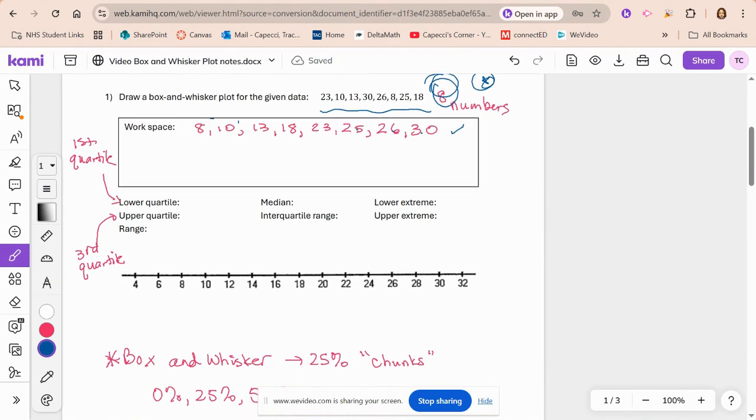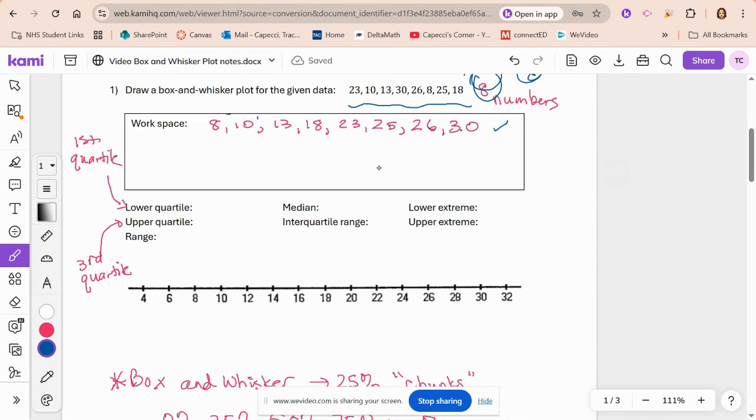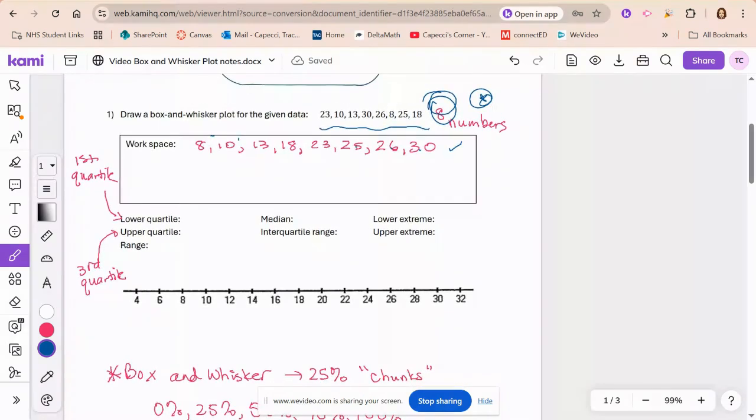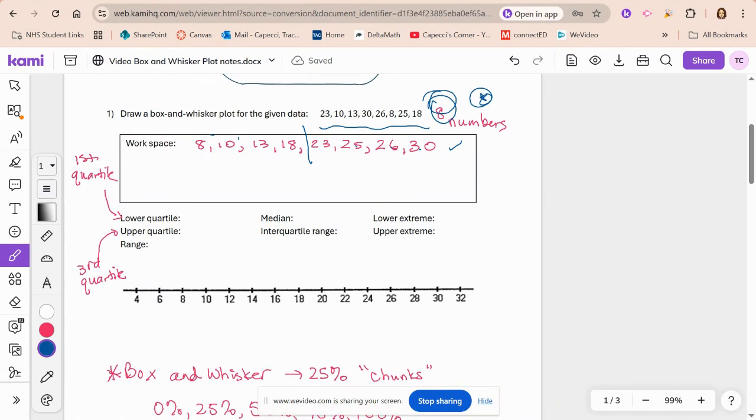Okay, so now what do we do? Well, the box and whisker plot is really all about the median. So we're going to start with the median. I have 8 numbers, so my middle number is going to be right between 18 and 23. To find the median, I add 18 and 23 and divide by 2 to find the very middle, and that's 20.5. So my median is 20.5.